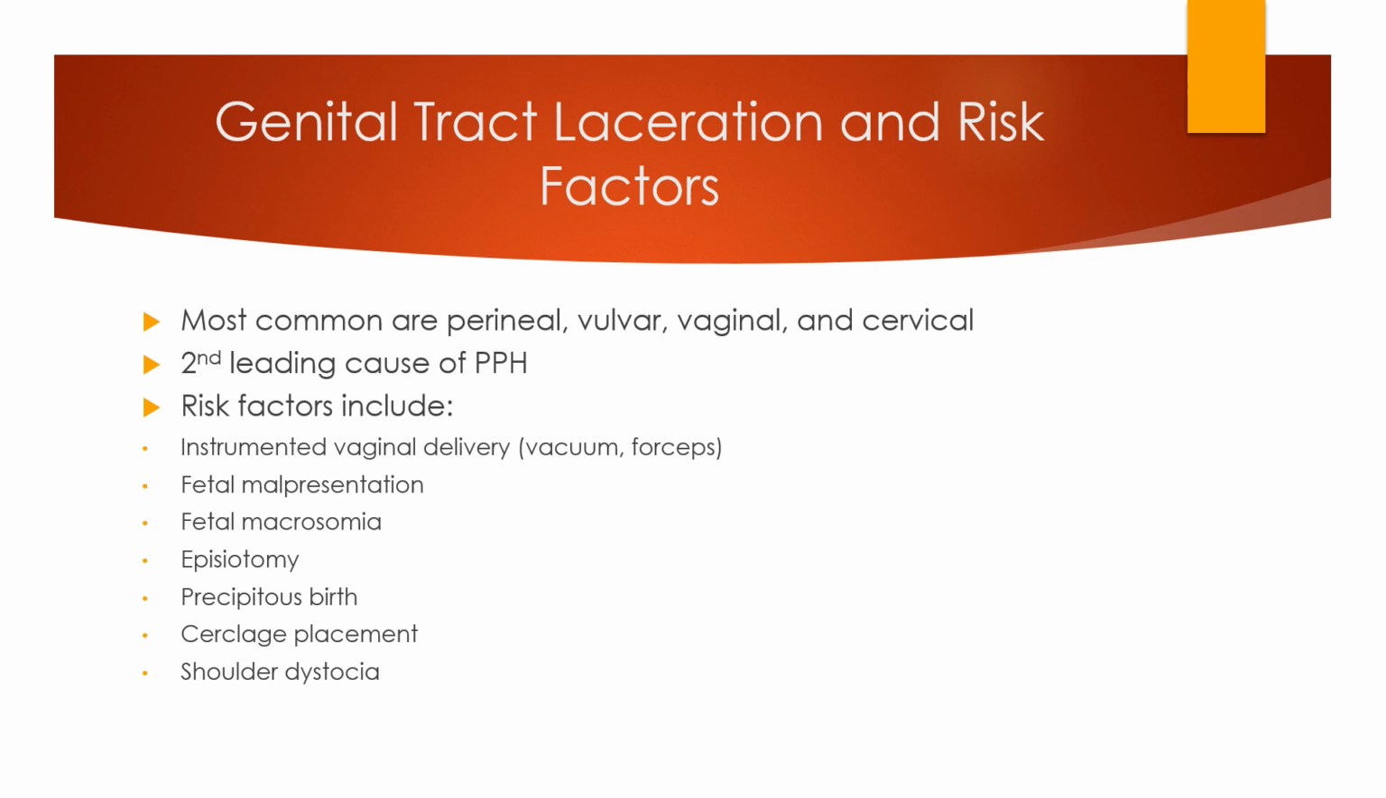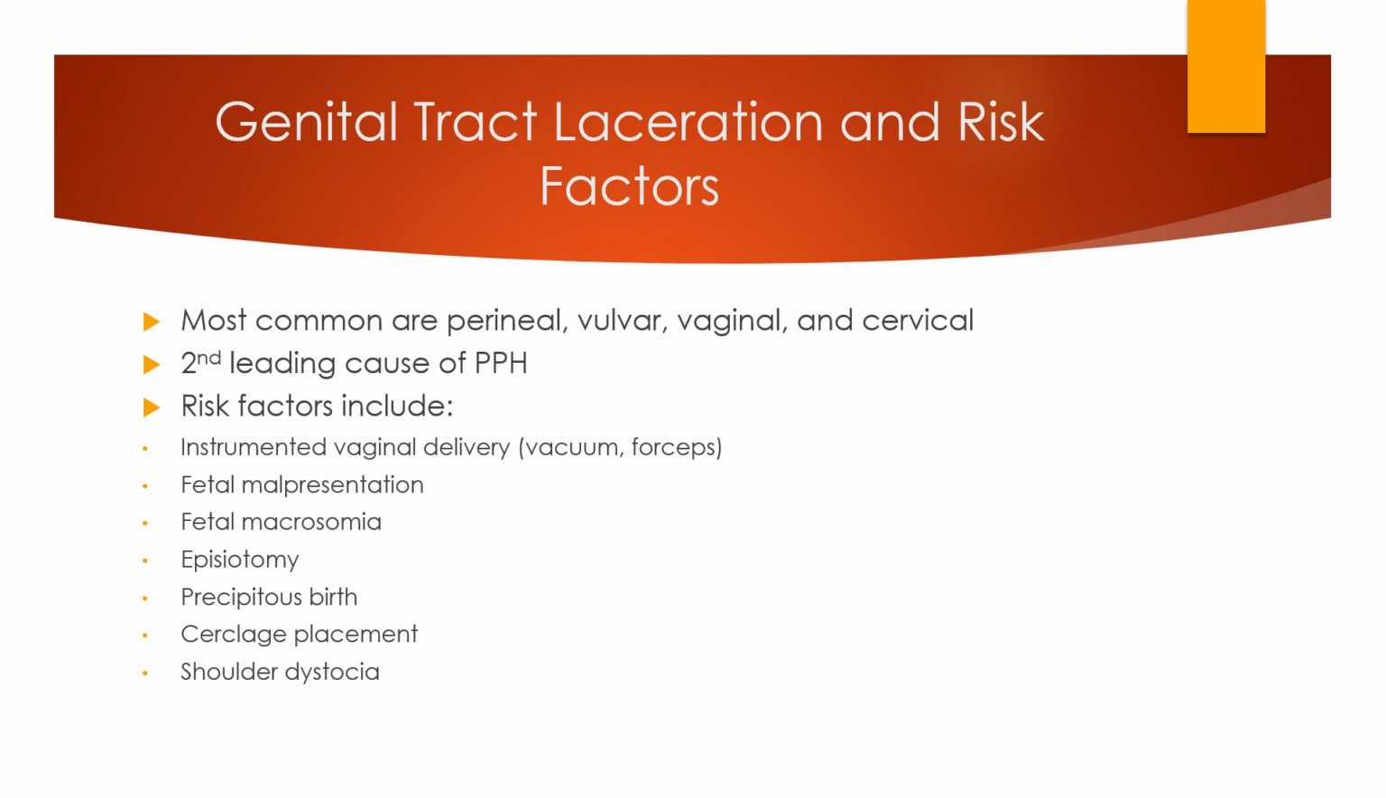Precipitous birth. The baby tends to shoot out like a dart, and because there's no time for the perineum and structures to stretch, it tears. Cerclage placement. Cerclages are done early in the pregnancy to prevent pregnancy loss. Generally, cerclages do not cause major hemorrhage, but in the case where the patient may be contracting with a cerclage in place, they can bleed from that.